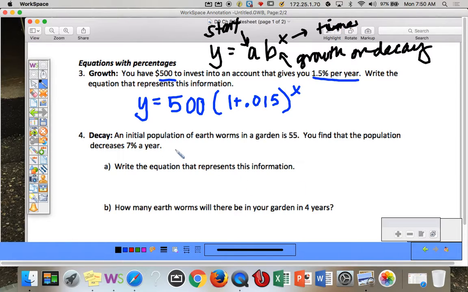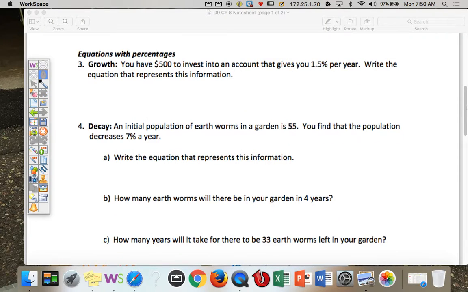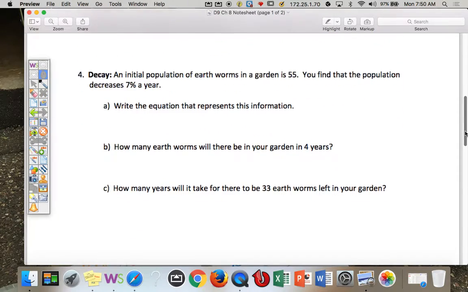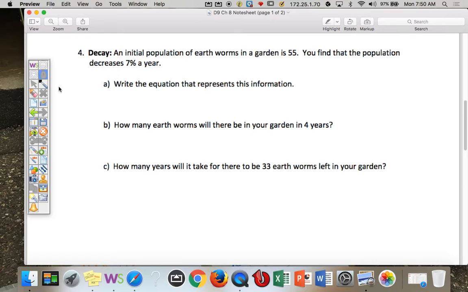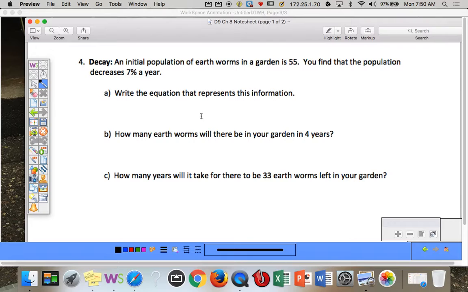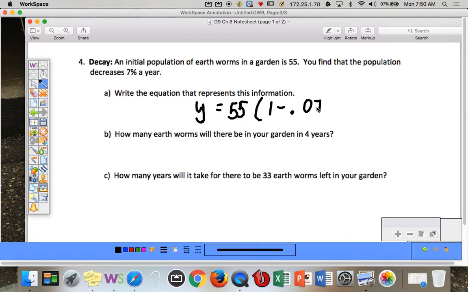All right, let's do a decay problem. An initial population of earthworms in a garden is 55. You find that the population decreases at 7% a year. Write the equation that represents this information. So we have our starting value of earthworms, 55. If it decreases, it'll be 1 minus 7% a year. So again, change 7% to a decimal, divide by 100 and move the decimal place over twice, to the x power. How many earthworms will there be in your garden in 4 years?